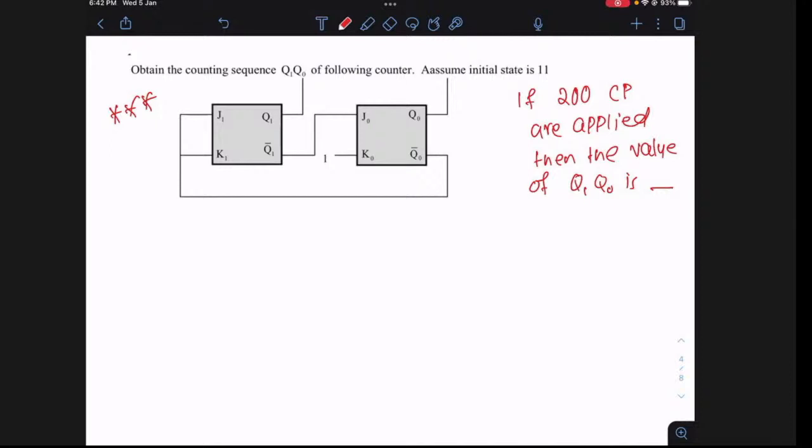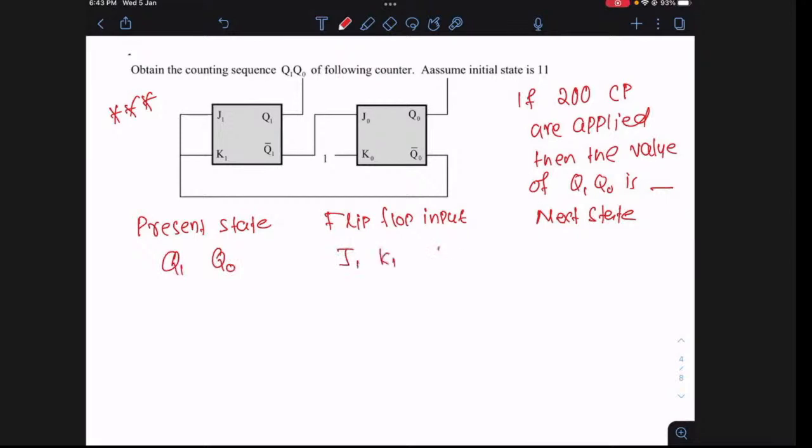So how do you answer? The way to solve this kind of question is you make a column for the present state. Then the next column is for flip-flop inputs. And the next one is for the next state. So present state is Q1, Q0. Flip-flop input is J1, K1, J0, K0. Next state is Q1 plus and Q0 plus.